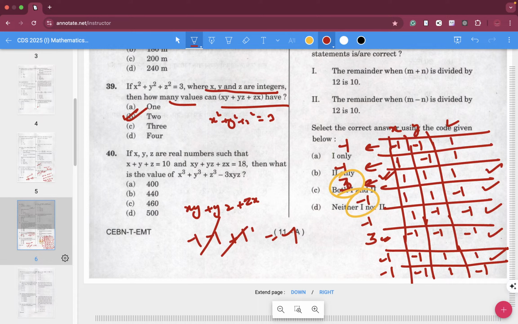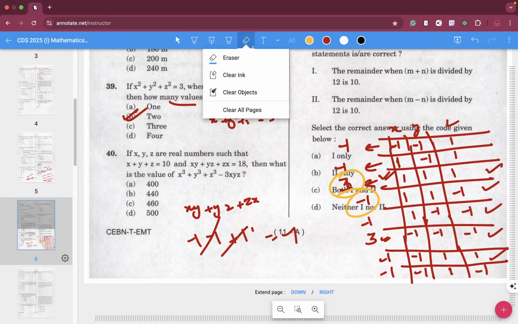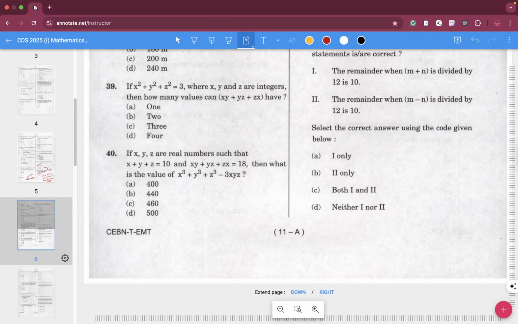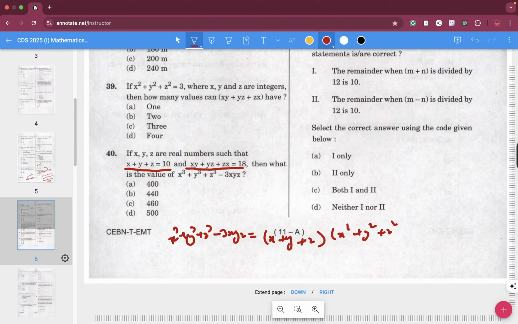Okay, so we'll do one last question for the day, folks. X, y, z are real numbers such that x plus y plus z is equal to 10, xy plus yz plus zx is equal to 18, and we want x cube plus y cube plus z cube. For that, x cube plus y cube plus z cube minus 3xyz is equal to x plus y plus z into x square plus y square plus z square minus xy minus yz minus zx. This is a standard formula that you guys should know, right?